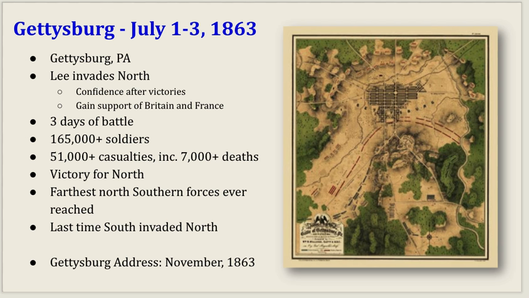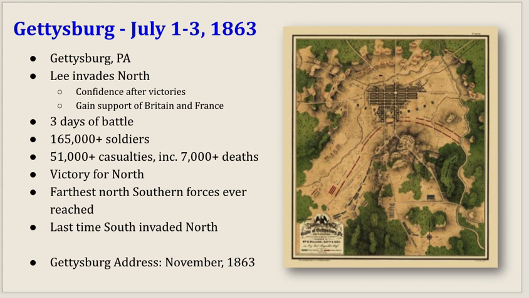Another key turning point during 1863 was the Battle of Gettysburg. We're going to look a lot closer at this battle next week, so for now I'll just tell you a quick little bit about it. Gettysburg is a town in Pennsylvania, so it's in the North. It's another time that Lee is on the offensive. He's invading the North. He's had a lot of victories, as we know, in 1861 and 62. He's feeling confident. He's trying to gain support of Britain and France and show that the South has a good chance of winning. So he decides to go on the offense up into the North.